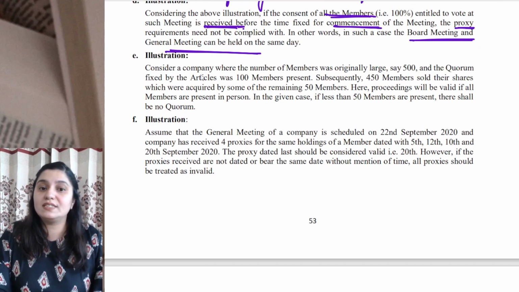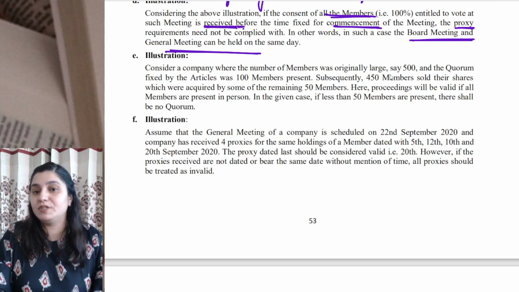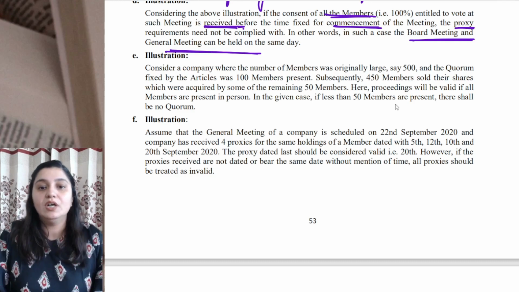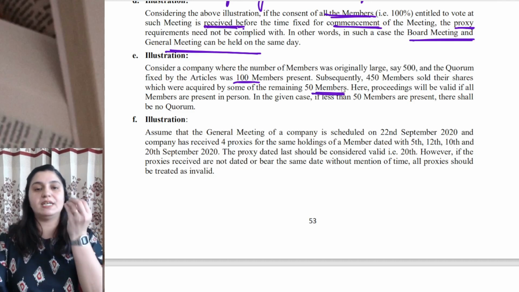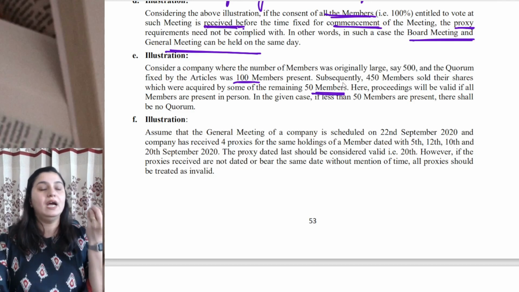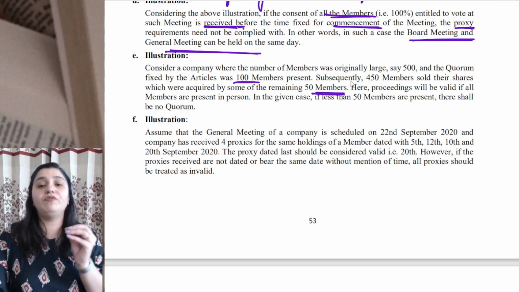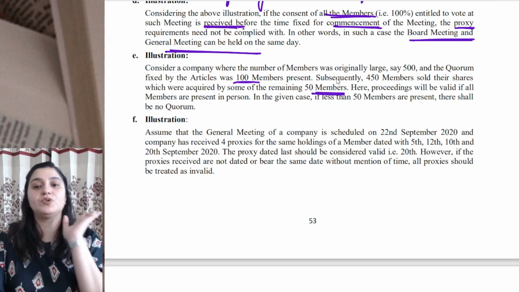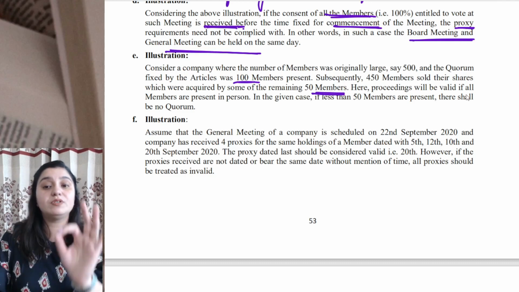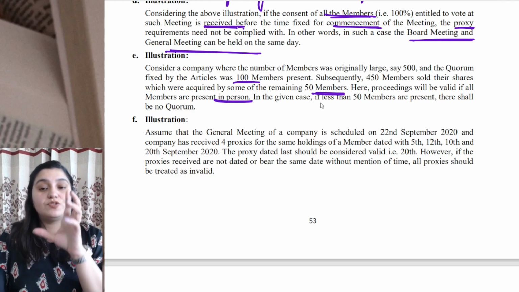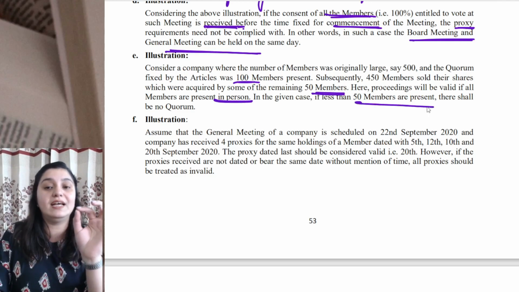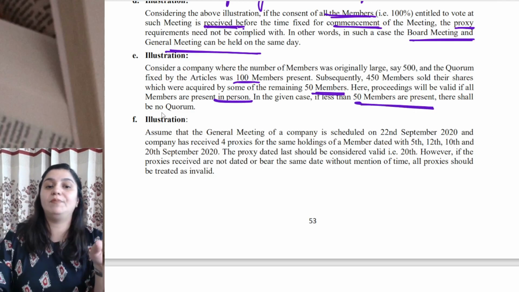Next illustration is, consider a company where the number of members were originally large, say 500. Quorum fixed by the articles was 100 members. Subsequently, 450 members sold their shares, which were acquired by the remaining 50 members. यानी कि 500 members थे, उन्होंने बोला कि 100 members quorum में होने चाहिए, 450 members ने अपने shares बेच दिए और वो बचे हुए 50 ने खरीद लिए. Here the proceedings will be valid if all the members are present in person. So in the above case, if they are less than 50 members, there shall be no quorum.